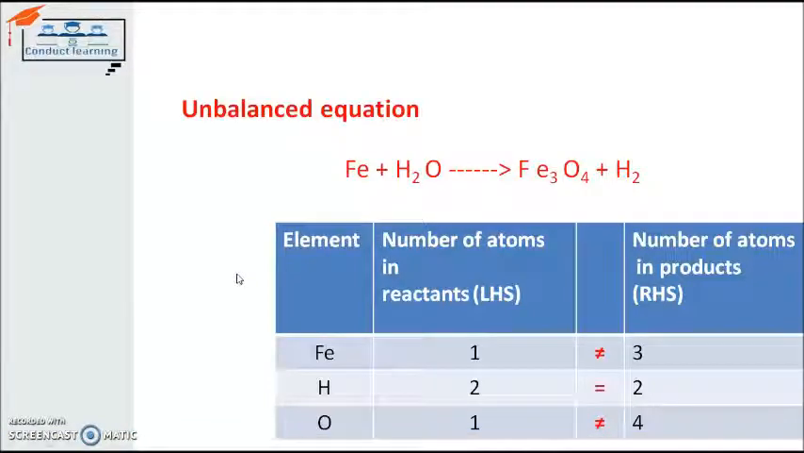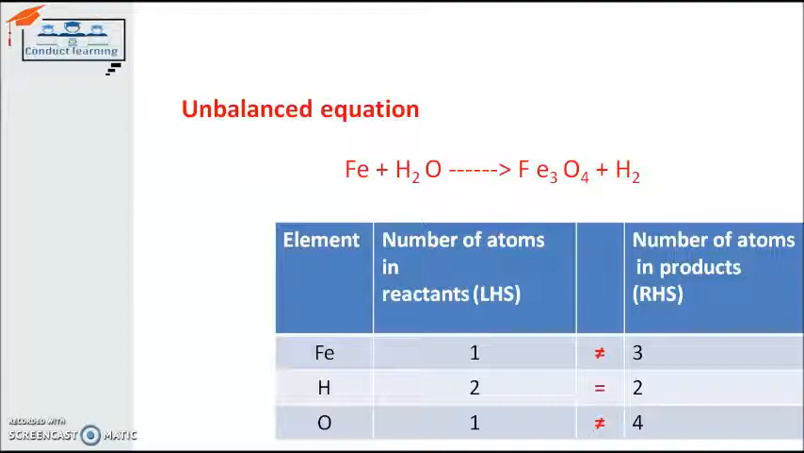Here is another example. The previous example was magnesium and oxygen reacting to give magnesium oxide, and that equation was unbalanced because the number of atoms of oxygen on the reactant side was different from the number of atoms of oxygen on the product side. So that's why the equation was unbalanced. Here is another example for the unbalanced equation.